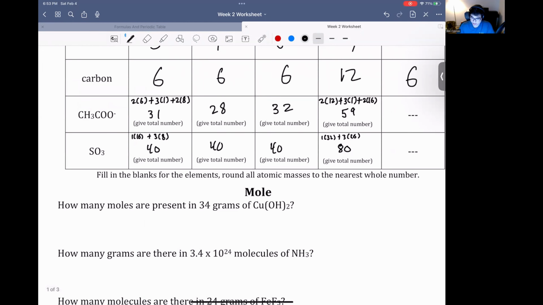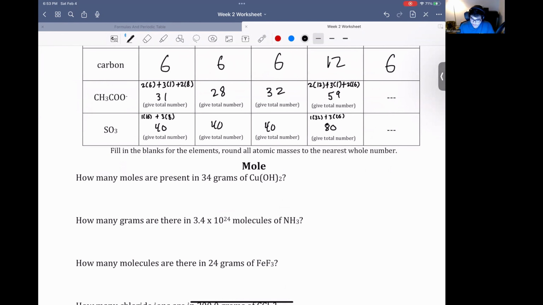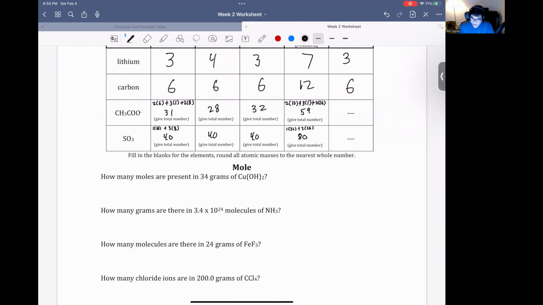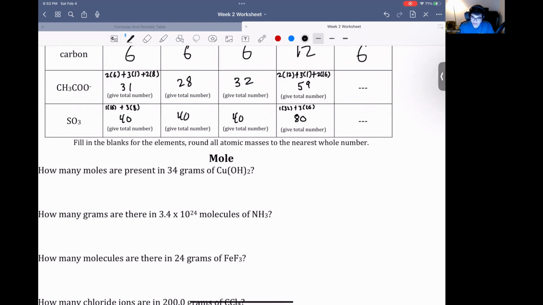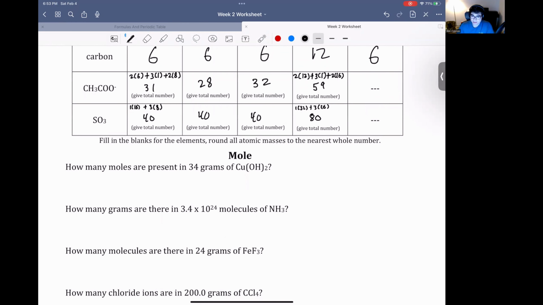All right, so next we're going to do these problems with moles. So it says how many moles are present in 34 grams of copper hydroxide? So I'm going to do the horizontal multiplication that you've probably seen in class. I'm also going to write down a formula that may be helpful for some people. So the formula that you can use here, there's actually going to be a few in this section, is going to be grams is equal to moles times molar mass. Right, so you can see here that grams, moles, and molar mass are related to each other.